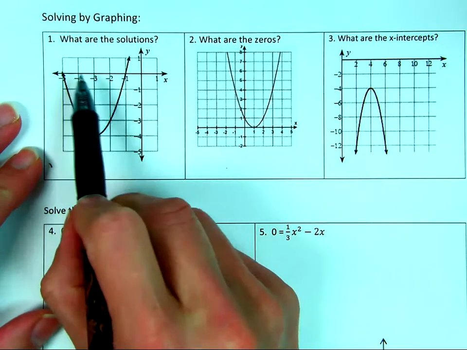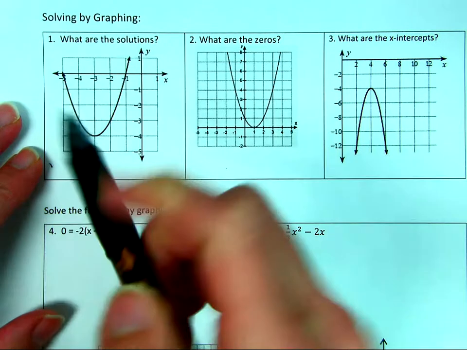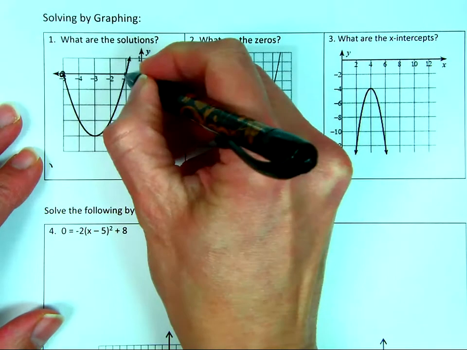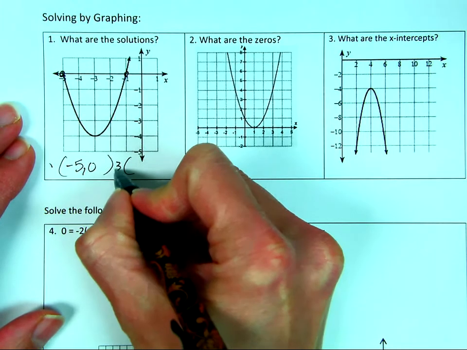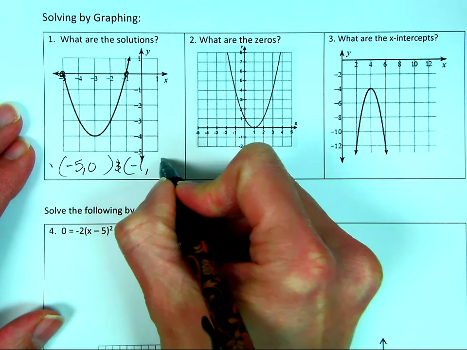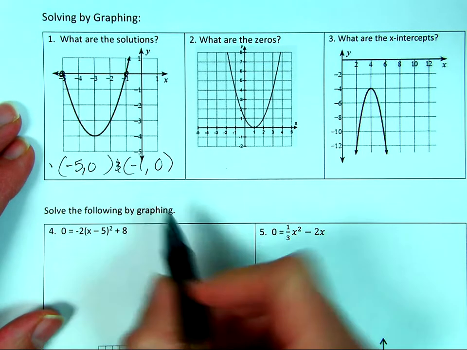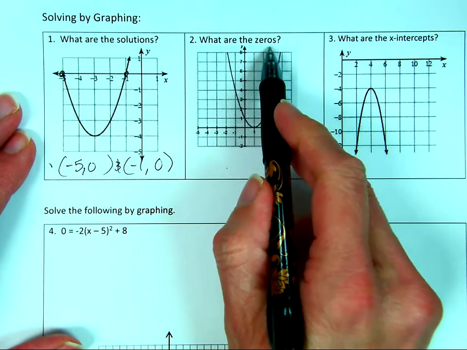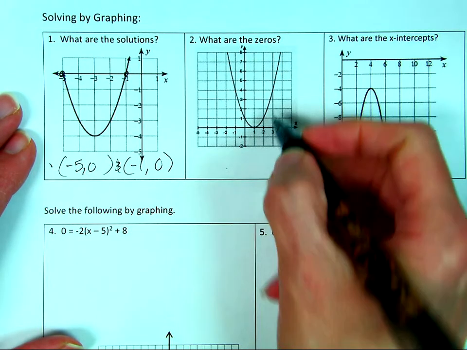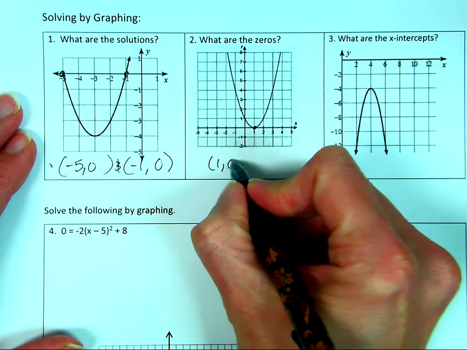So this one, what are the solutions? That just means what are the x-intercepts? So I can see they cross right here at -5 and at -1. So I would write them as ordered pairs. So my solutions would be -5, 0 and -1, 0. Those are the solutions to that. Now, what are the zeros? Remember, zeros means the same thing. This one just happens to have 1 zero, right? So that right there is the answer.